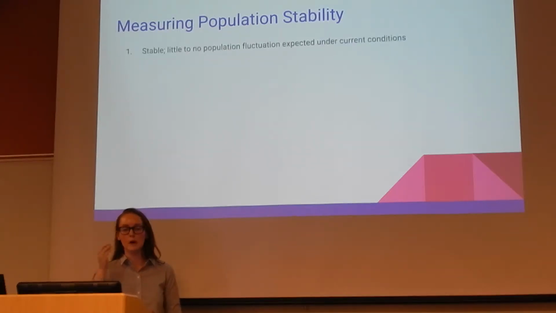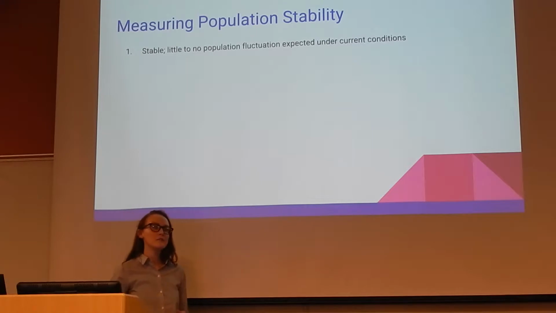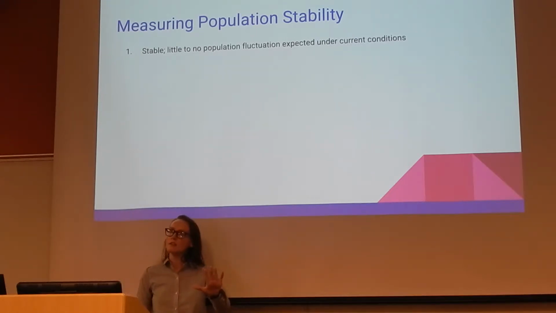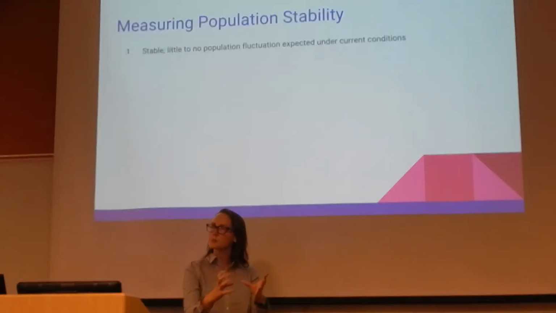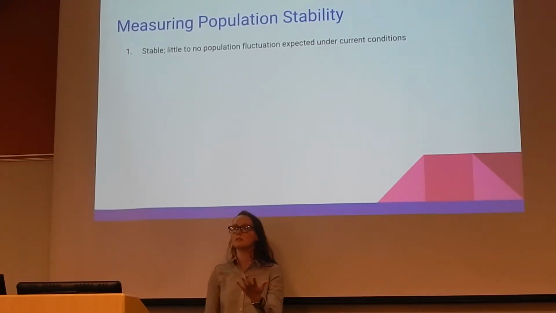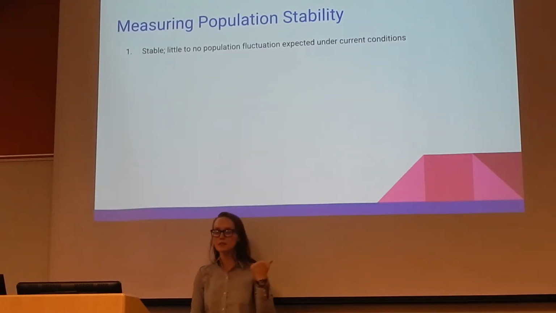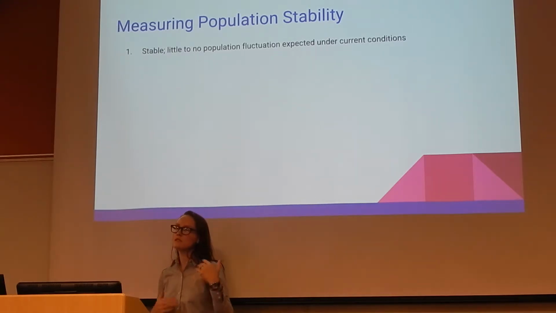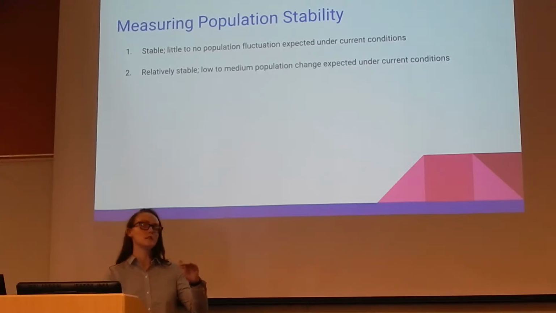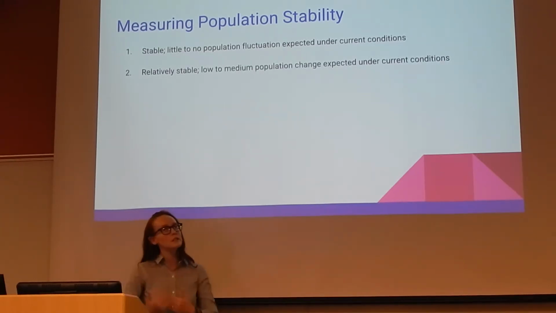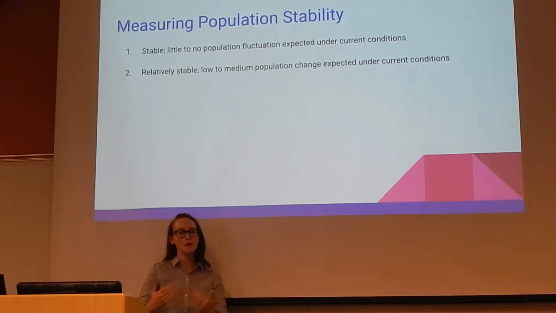So how do we measure population stability? I developed a 5-point scale. Again, this was a short-term 2-month project, so it is kind of coarse in that aspect. But I developed a 5-point scale to look at population stability. The first one is stable. That means we're seeing little to no population fluctuation under current conditions if they continue. Relatively stable, that's the next step, low to medium change.